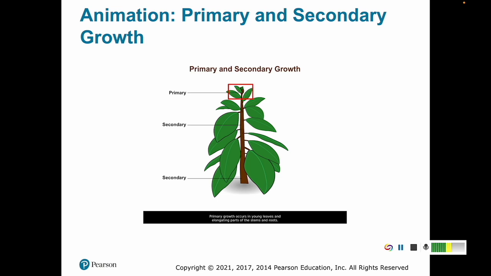Primary growth occurs in young leaves and elongating parts of the stems and roots. Apical meristems, or regions of rapid cell division, provide cells for primary growth. Secondary growth occurs in regions of stems or roots that have completed their elongation. Leaves rarely have secondary growth. Secondary growth doesn't occur in many short-lived eudicots or in most monocots, such as palms and grasses.